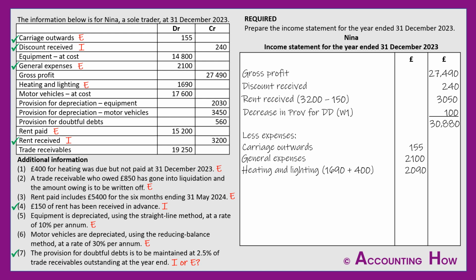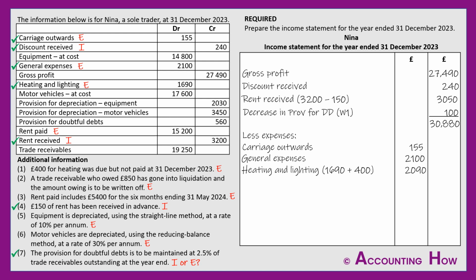If I was doing the SFP, she owes that £400, so that would be treated as a current liability, and accrual is a current liability. So she would have in her current liabilities, in her SFP, a heating and lighting accrual of £400.